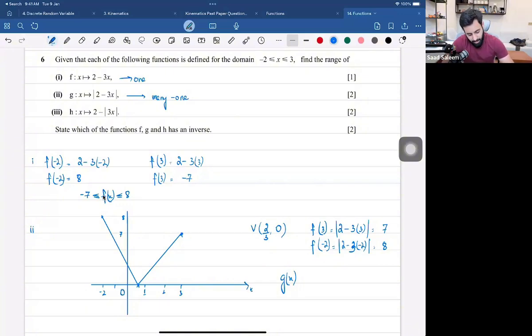I think I've made it very easy now. Anyone can answer this question. That's correct. From 0 to 8. Okay, so the range is greater than or equal to 0. Why? Because this is the minimum point.